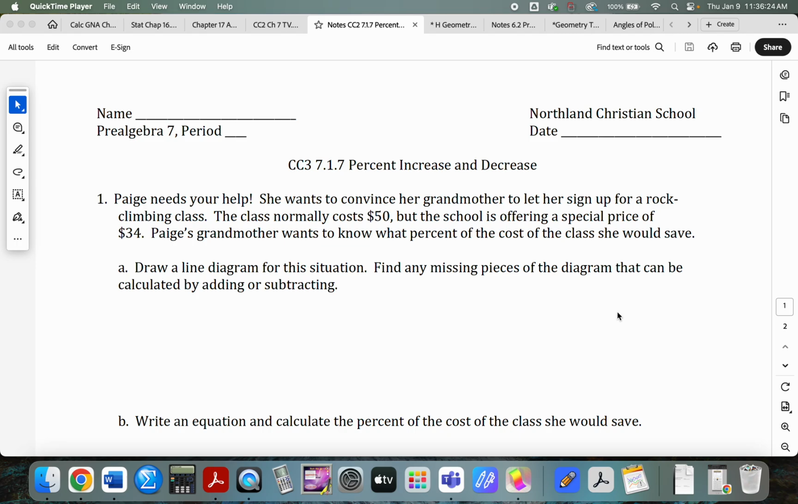Today we're continuing in chapter 7 of, this is book 2, isn't it? Shouldn't say CC3, should it? Let's fix that. On percent increase and percent decrease.